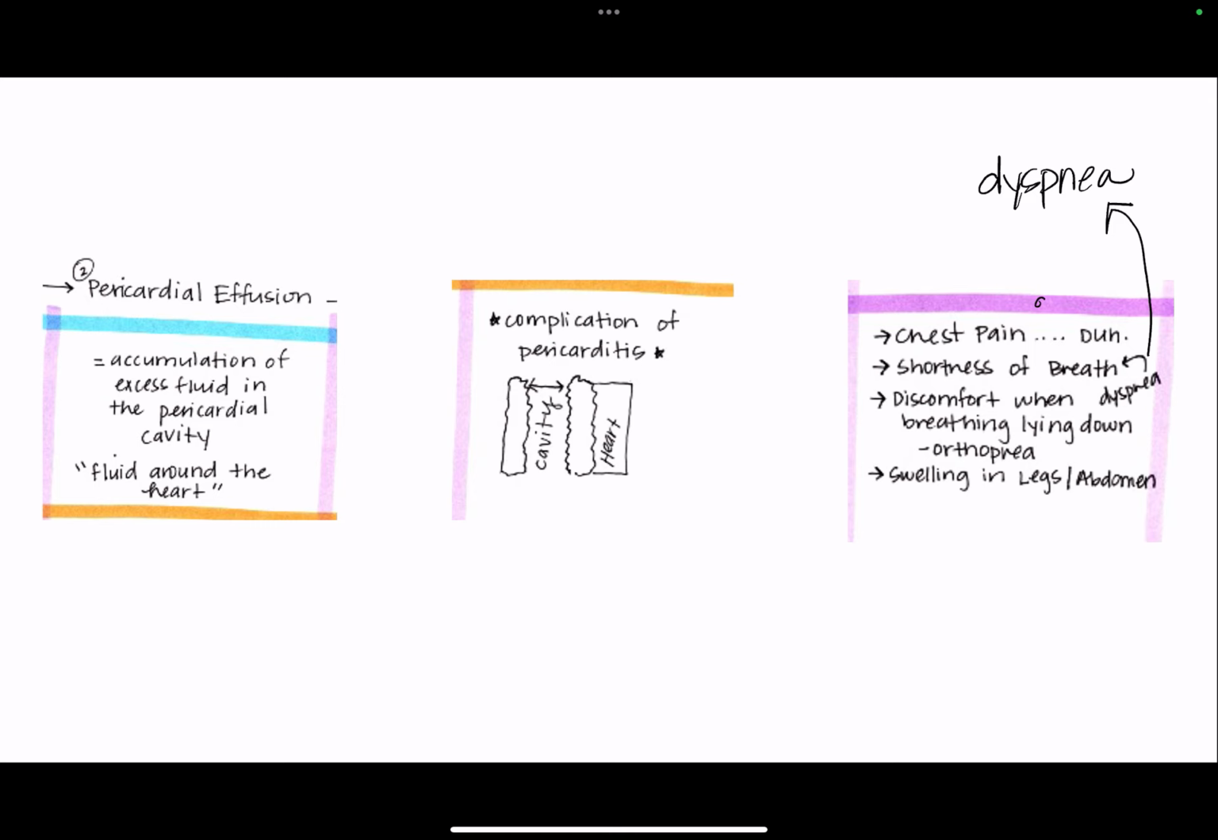Oh yeah, it is on the previous one too. But in case you wanted it just by itself in the file, it's a little bit bigger. So any questions about pericardial effusion?